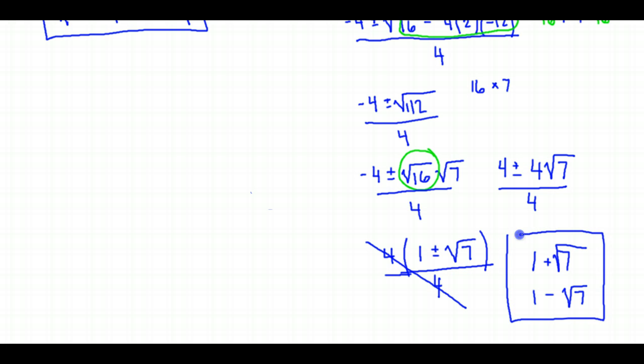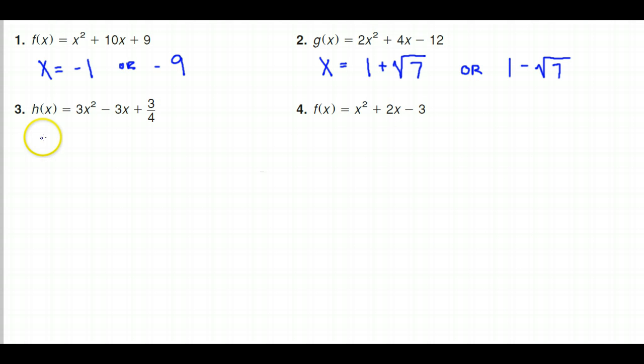So there's your solution to number 2. Not rational numbers, irrational numbers, but they are real. So there were 2 real solutions. Okay, here we go with number 3, opposite of b.